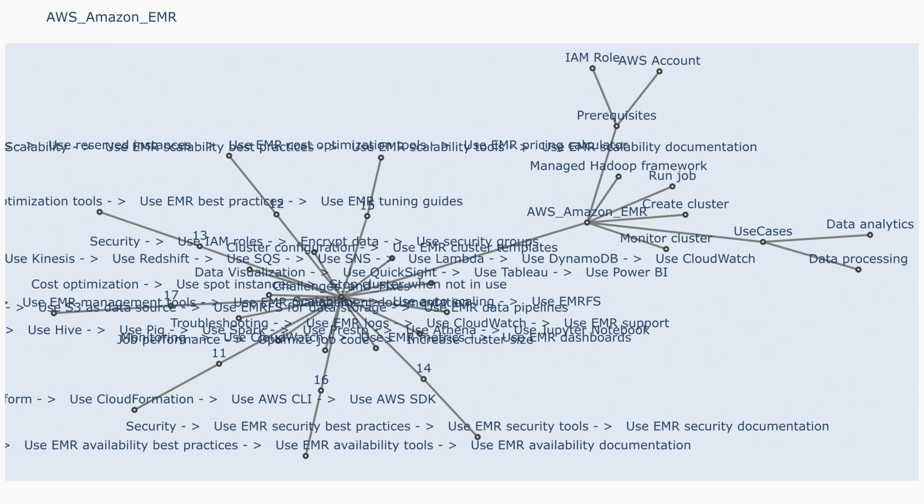Data analysis. Use Hive for structured data analysis. Use Pig for data flow programming. Use Spark for general-purpose distributed processing. Use Presto for fast data queries. Use Athena for interactive query analysis on data stored in S3.